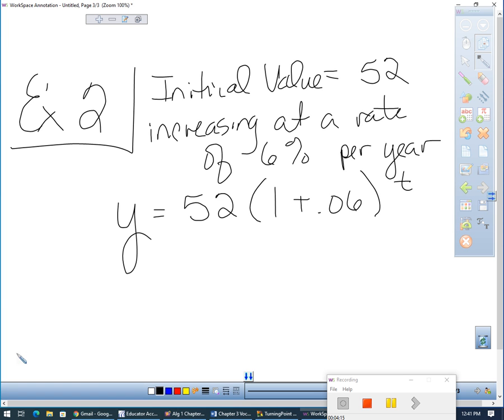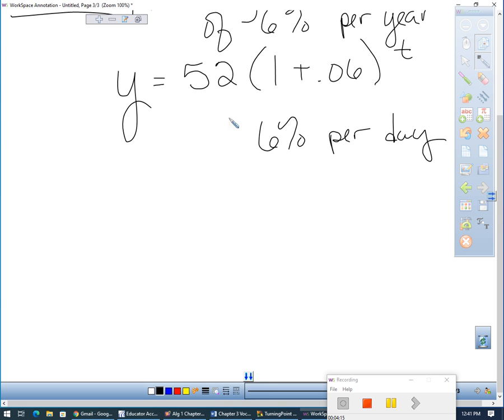All right, so let's keep going. This one's pretty straightforward, right? So what if I change this up and set it 6% per day? Yes, it would change our equation to y equals 52 times 1.06 to the 365 times t. Because what? Correct. So what that means is it's happening that many times every year, and the t represents the years you're doing it. Okay?